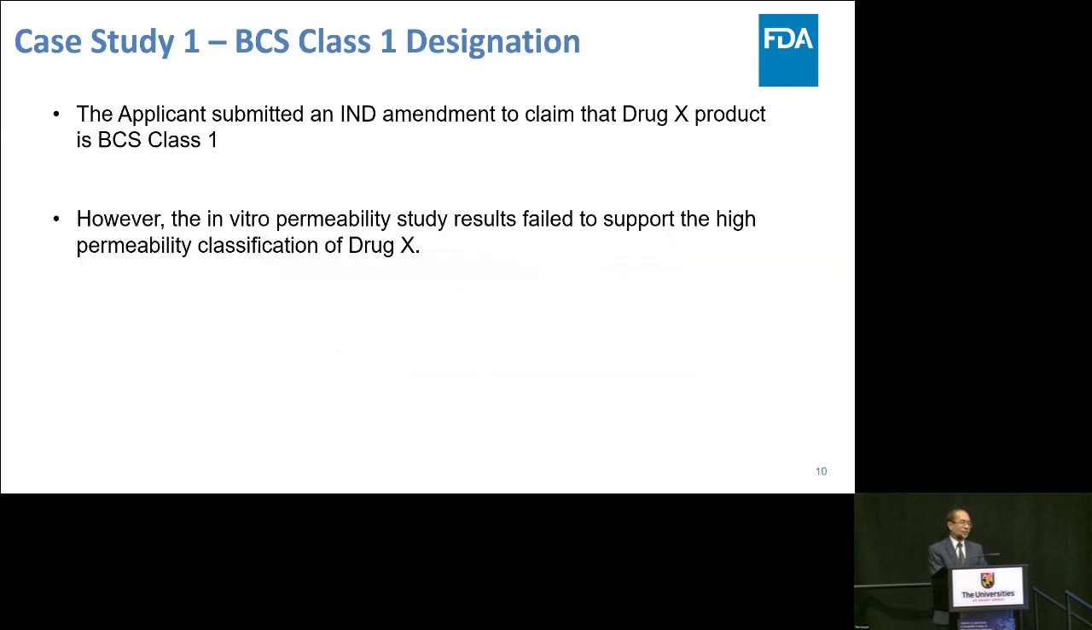During the NDA review process, applicant also submitted an IND amendment to claim drug X product is BCS class 1. However, the in vitro permeability data results failed to support the high permeability classification of the drug X. Specifically, the permeability data are not consistent across different tests. In one test, the data show drug X has higher permeability than the high standard model drug. In another test, the data show drug X has a lower permeability than the high standard drug.